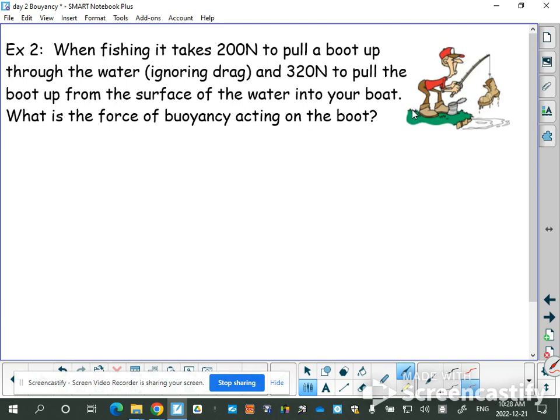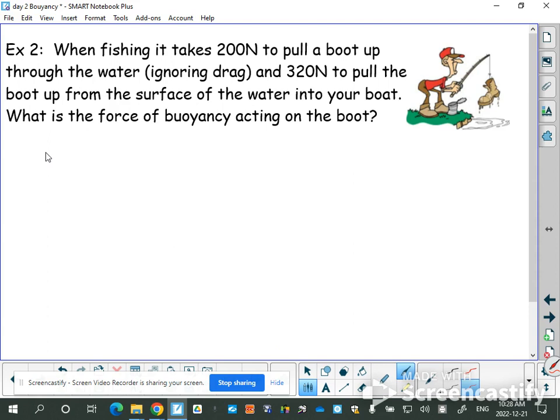So while he's lifting it out of the water. But once he's on the surface, it takes more force. It takes a whole 320 newtons. Now that's because once he's out of the water, there's only the force of gravity. There is no buoyancy force anymore, right? We only have the force of gravity.